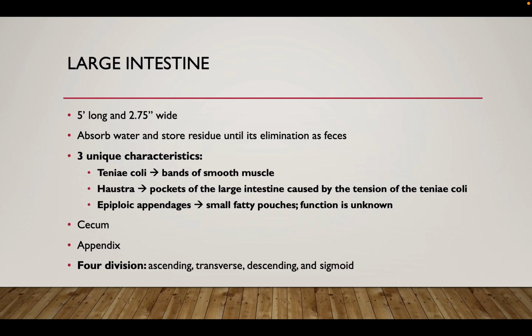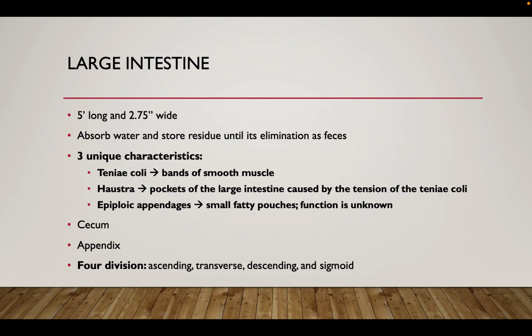You also have these outpouchings of the large intestine known as haustra, haustrum being singular, haustra being plural. These are little pockets of large intestine that help propel food along, as well as the taenia coli. The reason they form these pouches is the tension, this slight contractile state of the taenia coli. I'll show you a picture of that in just a second.